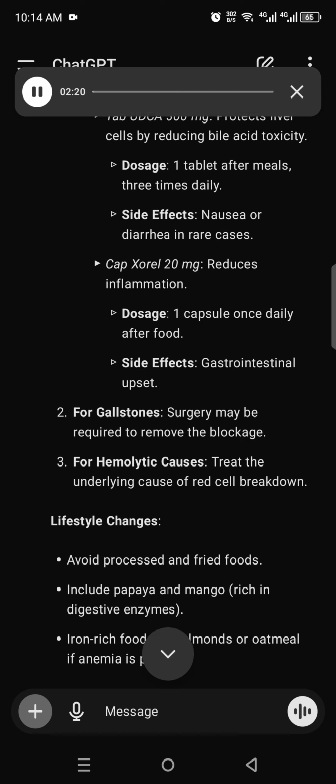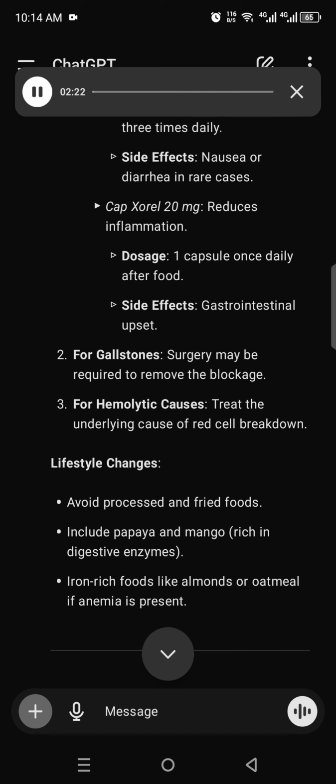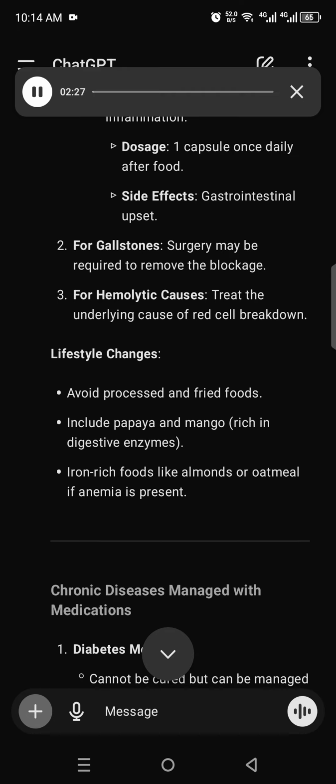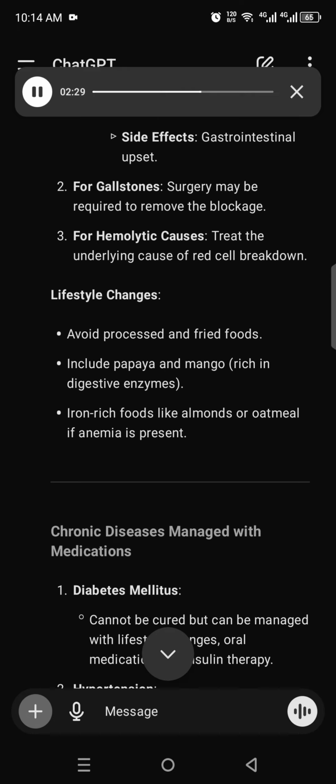Lifestyle changes: avoid processed and fried foods. Include papaya and mango, rich in digestive enzymes. Iron-rich foods like almonds or oatmeal if anemia is present.